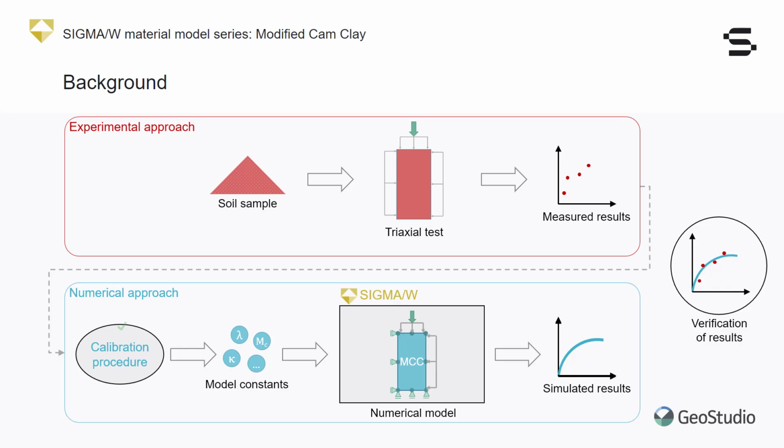In today's webinar, the calibration procedure for the modified CAM clay material model will be provided. This process will be applied to a specific type of clay, as an example, and the numerical values of the model constants will be calculated. The main steps of modeling a triaxial test in Sigma W will be reviewed, and the simulation results will be compared to the experimental and analytical results for validation purposes.